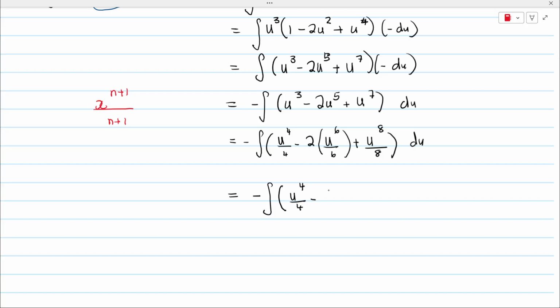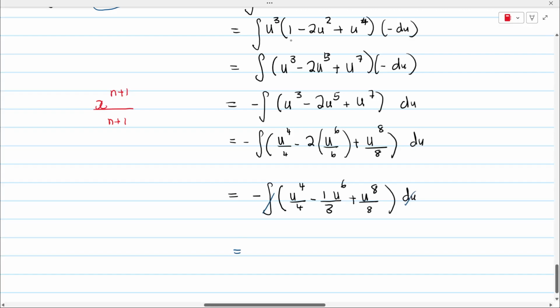So 2 divided by 6. So 2 divided by 2 is 1. So this is 1 all over 6 divided by 2, I know is 3. So this becomes u exponent 6 plus u exponent 8 all over 8, close bracket, du. Because I've already integrated, I know that the sign is going to fall away. So this and this will fall away.